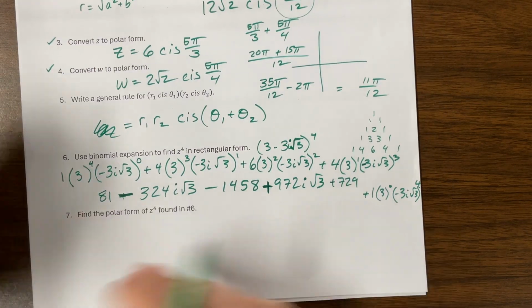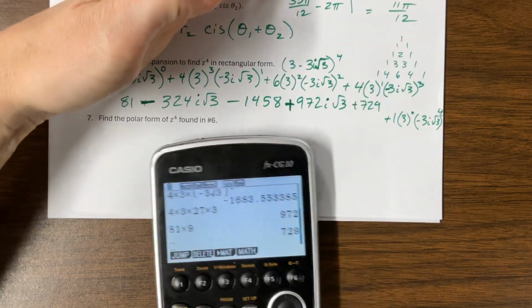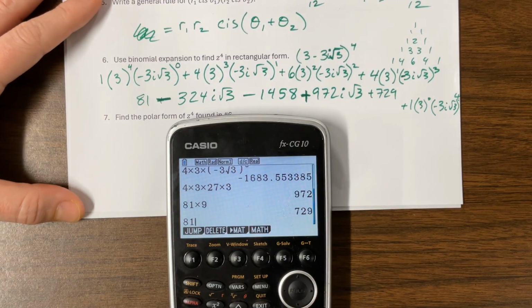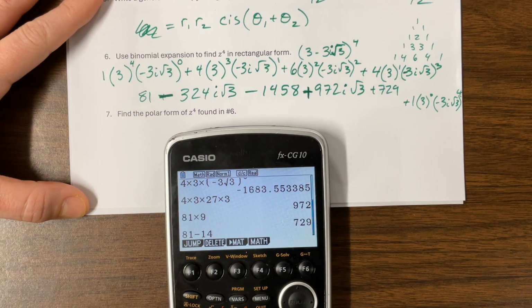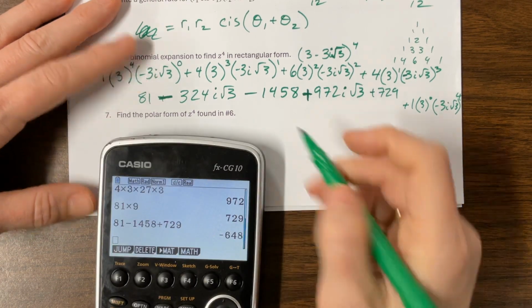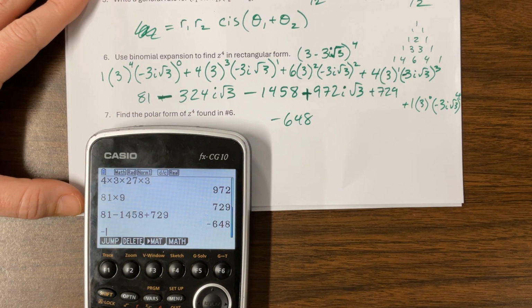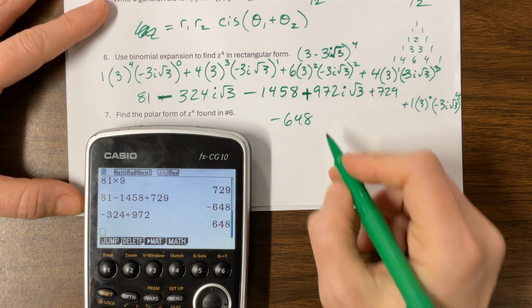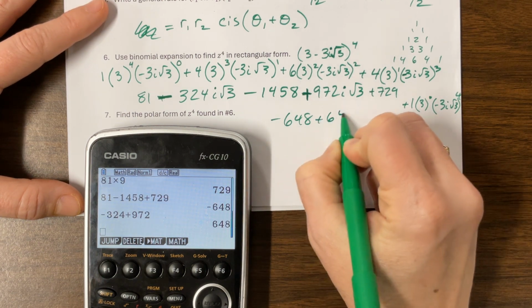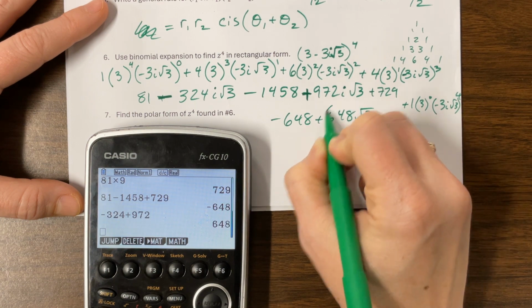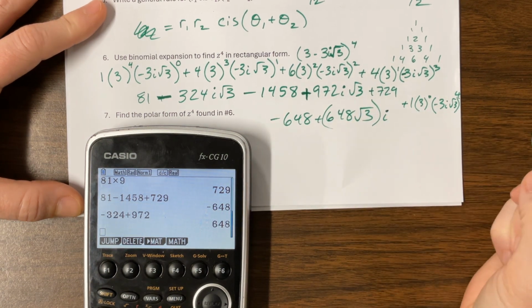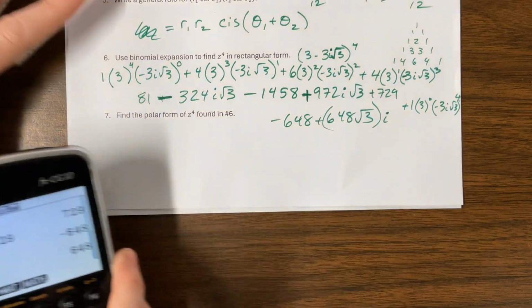And so my real parts were 81 minus 1458 plus 729, which is negative 648. And then I have the non-real negative 324 plus 972, so plus 648 root 3, all of this is multiplied by i. Okay, that's promising that they're the same.